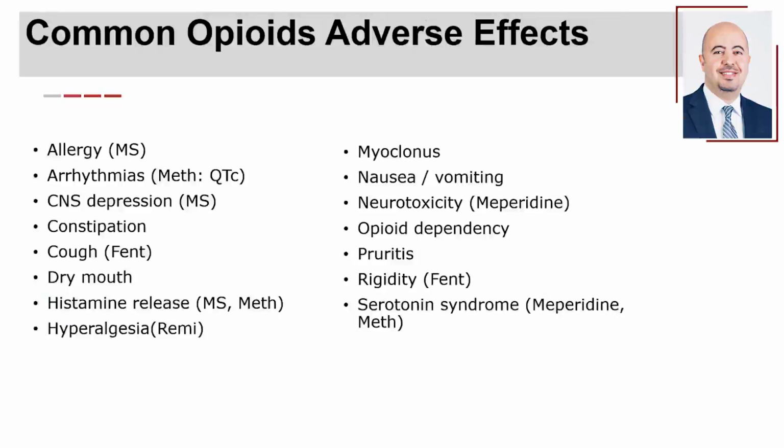There are specific side effects for different opioids, the most important ones to remember. Neurotoxicity for meperidine or Demerol, which is not commonly used in the ICU because of this. Fentanyl can cause rigidity, or there's a syndrome called rigid chest wall syndrome, not commonly seen, but this is unique to fentanyl. Remifentanil can cause hyperalgesia, which means when you stop it, the patients become much more sensitive to pain. Remifentanil is not much used anyway.